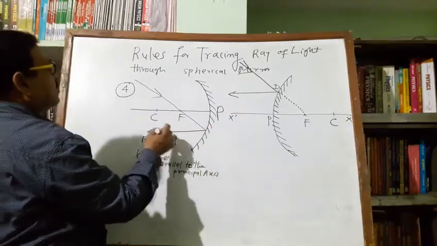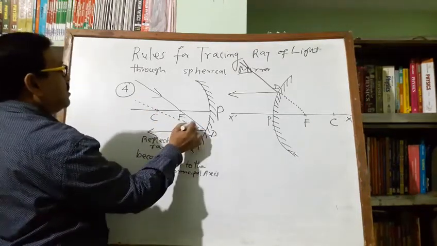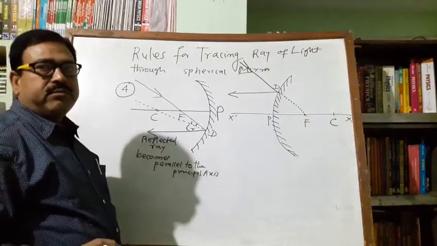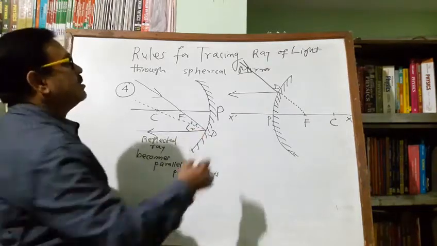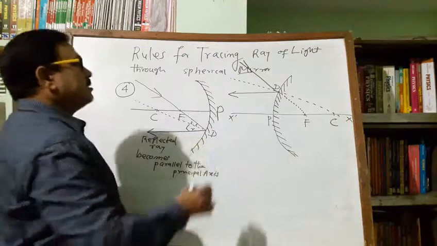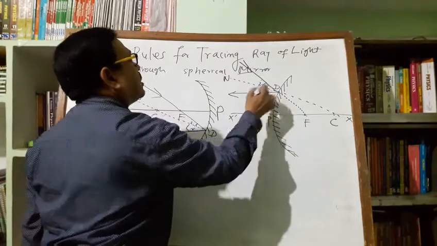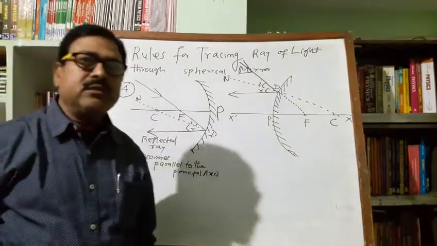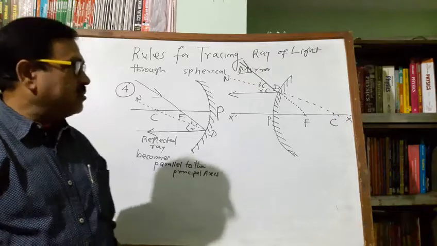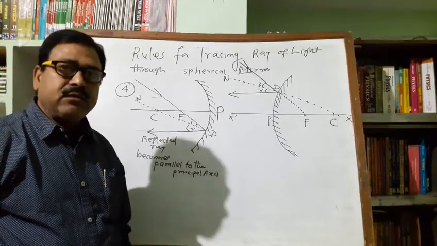In both cases, the normal can be joined to the point D. I, the angle of incidence, and R, the angle of reflection, can be decided at the point of incidence and the point of reflection. Similarly, when we draw the dotted lines joining the center of curvature, this normal line decides the angle of incidence and the angle of reflection. So the law of reflection is always obeyed for every tracing of light, when the light is incident and when the light bounces back. Okay, these are the four rules for deciding the image formation.